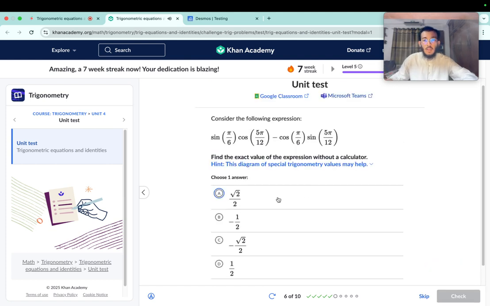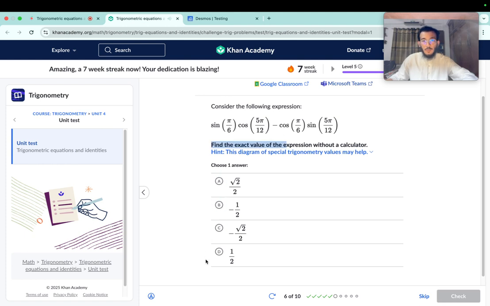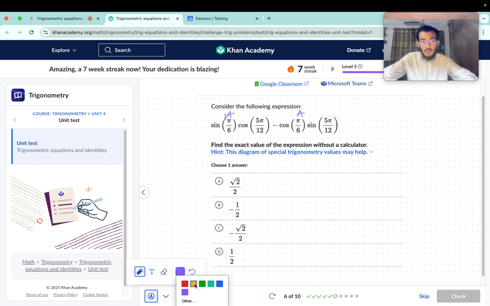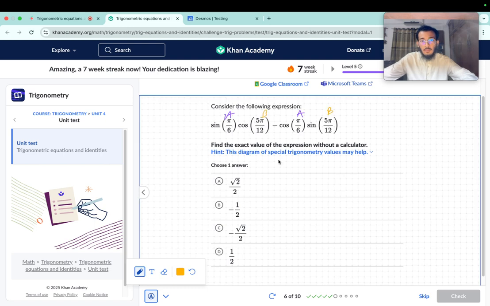Okay, so consider the following. Find the exact value of the expression without using a calculator. Now we have to observe that this is A, this is also A, and this is B, this is B. So sine cos, cos sine. Again, we have sine of A minus B, which equals sine A cos B minus cos A sine B. So we have sine A cos B minus cos A sine B.